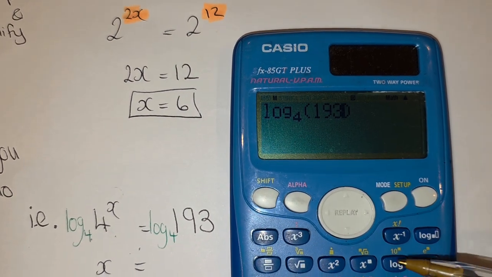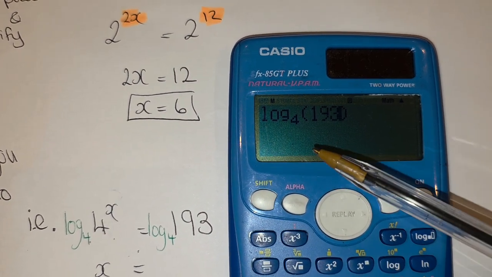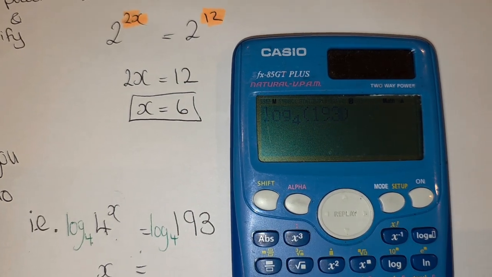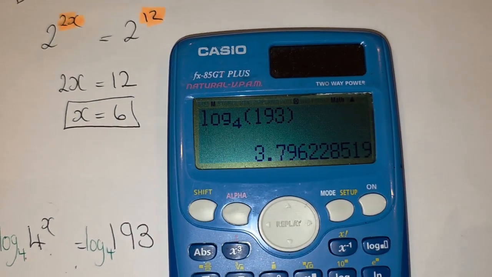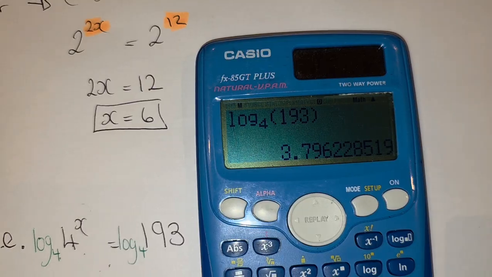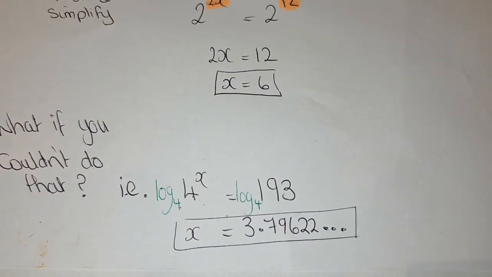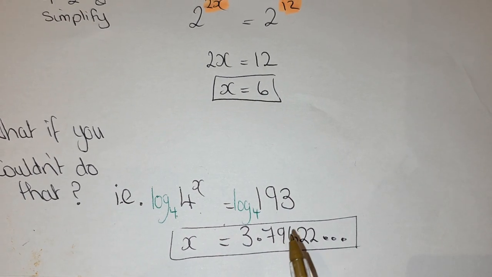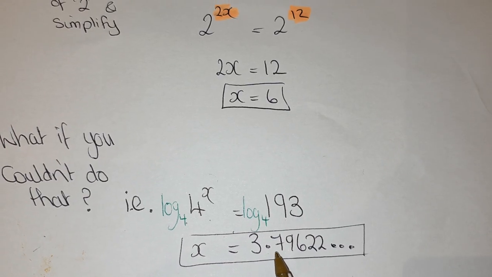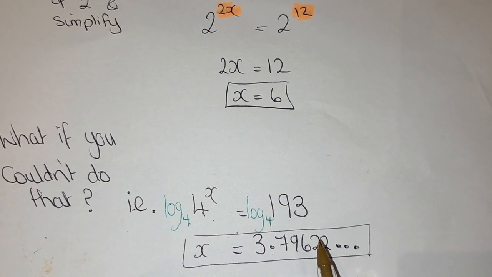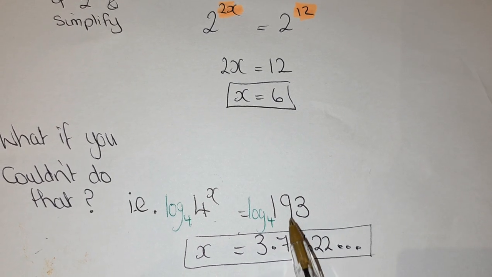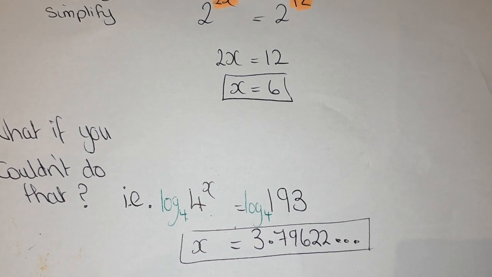Okay, so I press the log button. All right. Log 193 with a base of 4, and I get back 3.79622. So I get a big long decimal as my answer. You can check if that's correct. If I'm now saying that x is equivalent to 3.7966, I can just put 4 to the power of that number and see what I get back: 193.